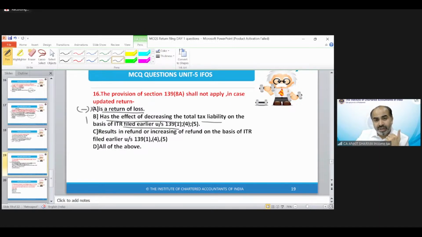If you want to decrease your tax liability, which has been filed earlier, that is not allowed. A result in refund or increment of refund is also not allowed. So all these three conditions are not allowed if you want to file a return as an updated return under section 139(8)(a). So the correct answer would be D, not C, Pooja. It would be D because all three conditions are there. In these three conditions, you cannot file your updated return.